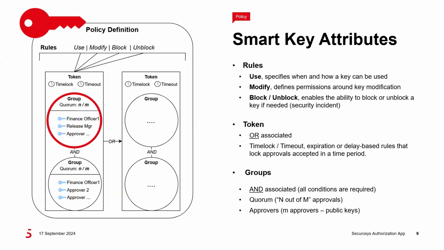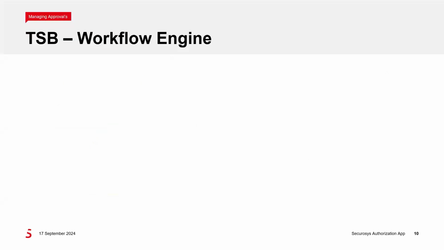A quorum can be set such as 2 out of 3 approvers needing to sign off. Each approver consists of a public and private key pair, which is onboarded on the policy. This makes the process and the smart key policy very flexible because you can specify customizable rules.